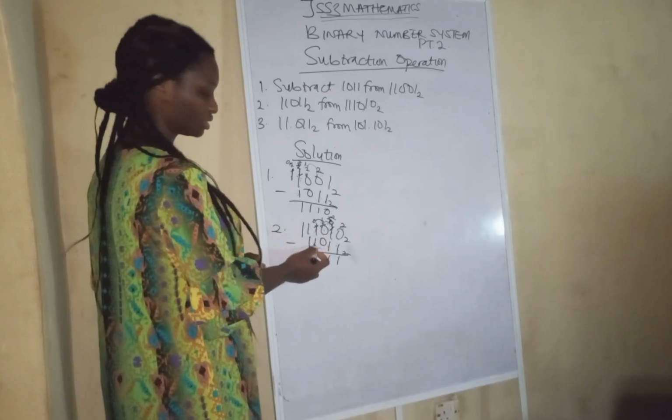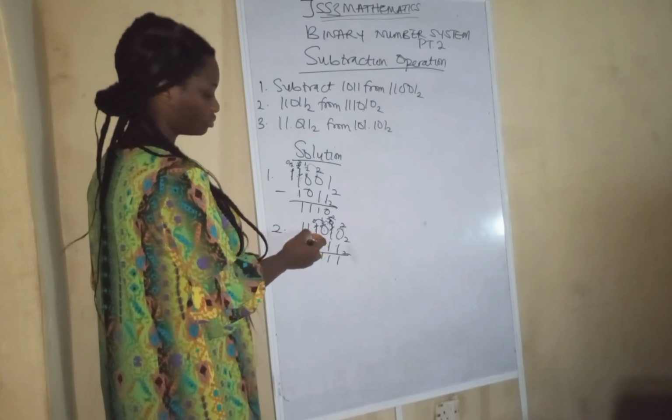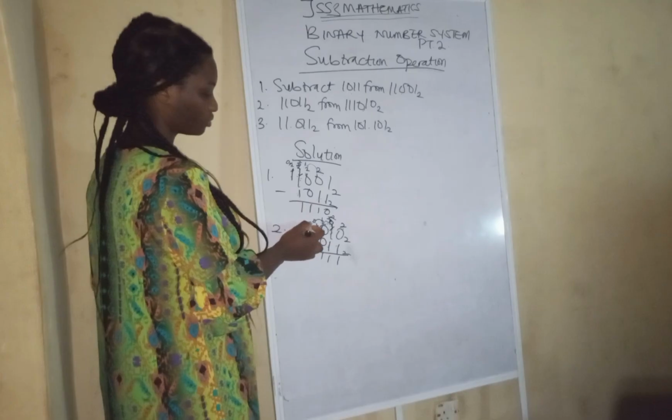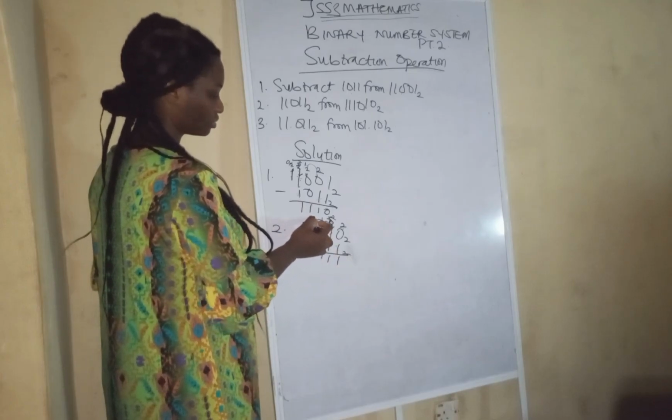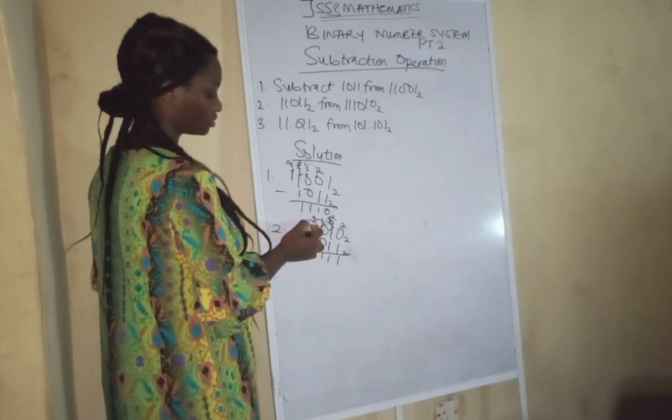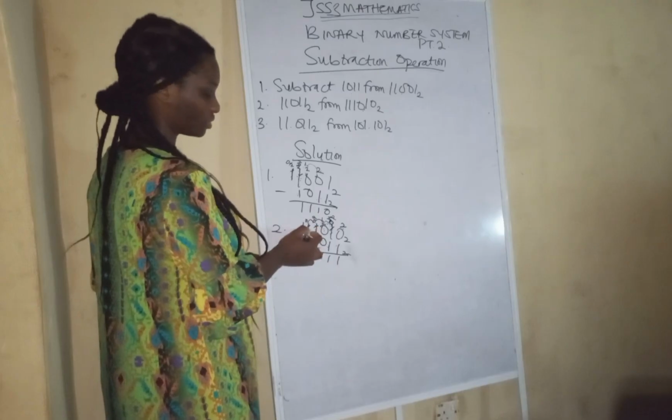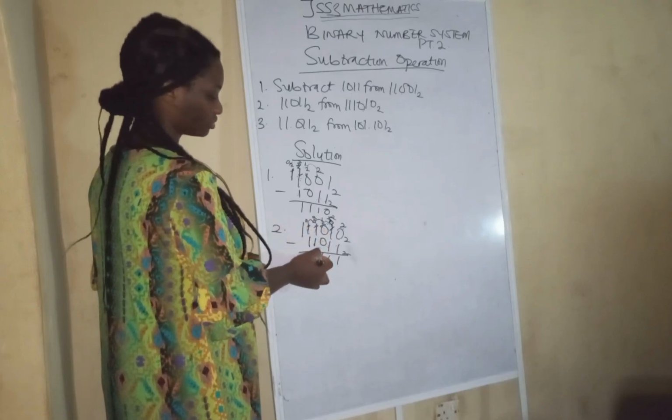So 0 minus 1 is impossible. So what will you do? You borrow from a whole number here. When you borrow, if this is the base, it's the base we are borrowing. So this 2 will move here, and this one will automatically turn to 0 because we are borrowing mainly from here. So 2 minus 1 is 1.